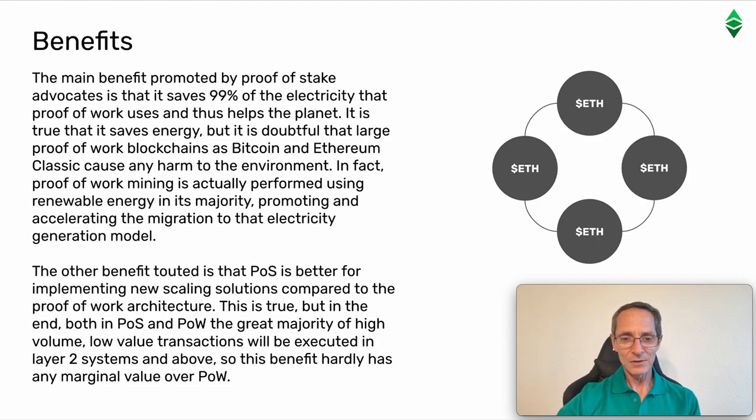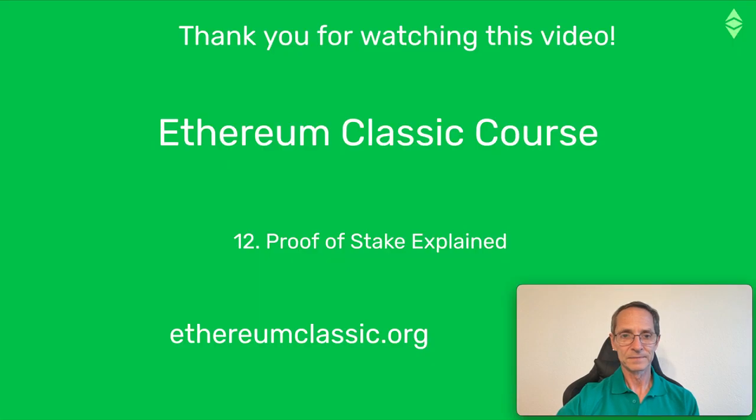The other benefit touted is that proof of stake is better for implementing new scaling solutions compared to the proof of work architecture. This is true, but in the end, both in proof of stake and proof of work, the great majority of high volume, low value transactions will be executed in layer 2 systems and above. So this benefit hardly has any marginal value over proof of work.